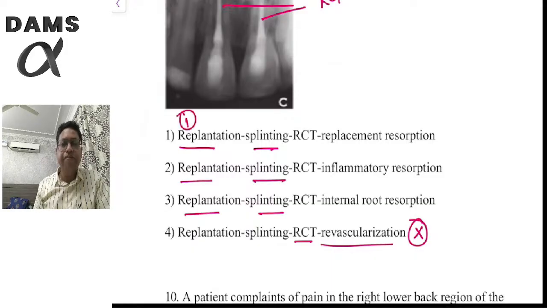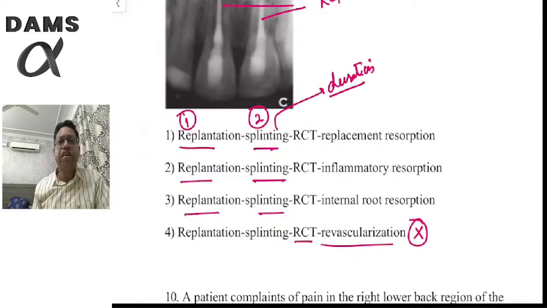So definitely the question is telling the child has lost the teeth and they have been replanted back. And once we replant the teeth, they are splinted. And if I talk about the duration of splinting, it is a case of tooth avulsion. What would be the duration of splinting? 1 to 2 weeks of splinting.